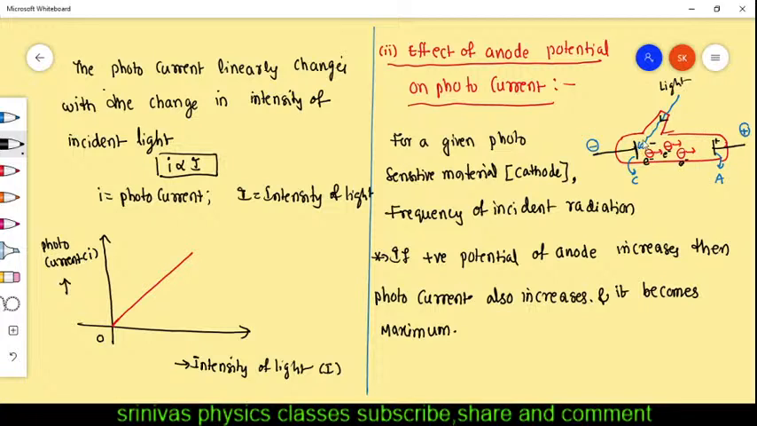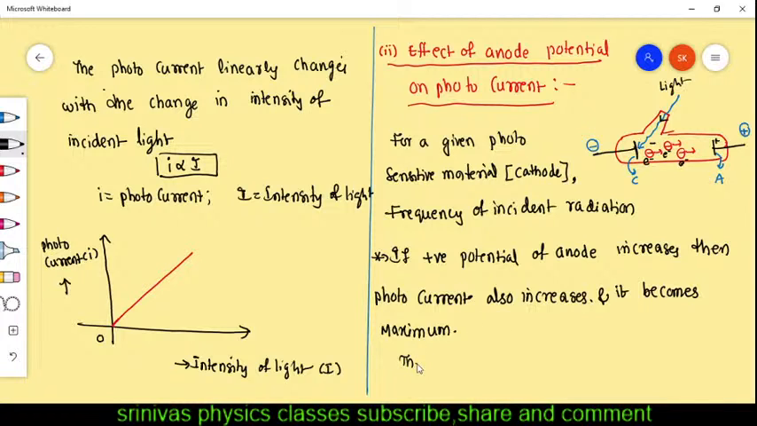Okay, however many electrons are emitted from here, that many electrons are released here. If you increase the potential further, there is no use, because the electron count does not increase. That means after a certain potential, if you increase the potential, the photocurrent does not increase, right? Because there is no increase in the number of electrons.